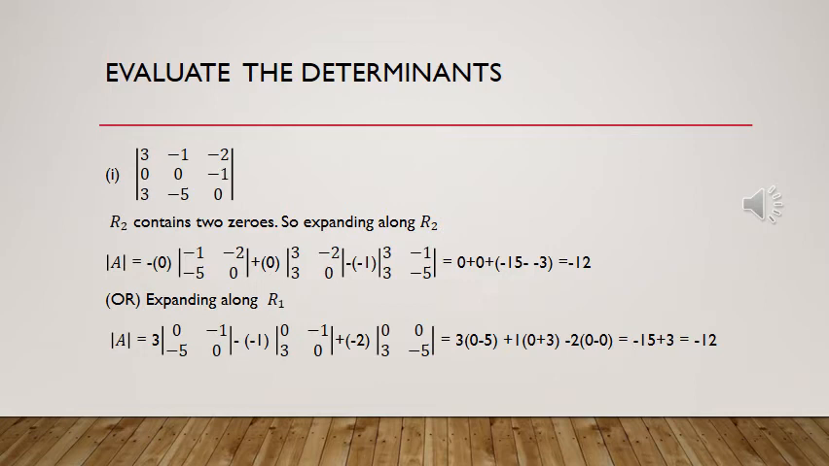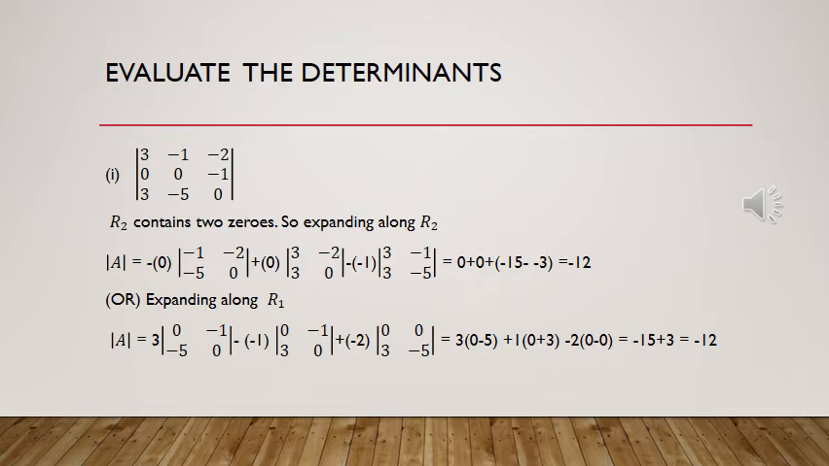In the second row, the first element is 0. What is the sign of the first element of the second row? That is A21 only, so that is negative. Negative 0 into the determinant obtained by deleting the row and column: negative 1, negative 2, negative 5, 0. Now the next sign will be plus, since the sign of the first element was negative.